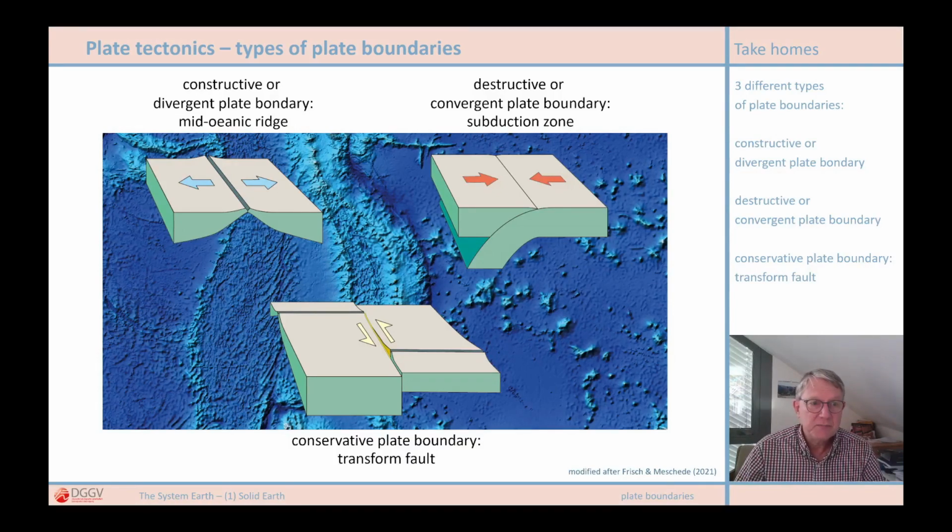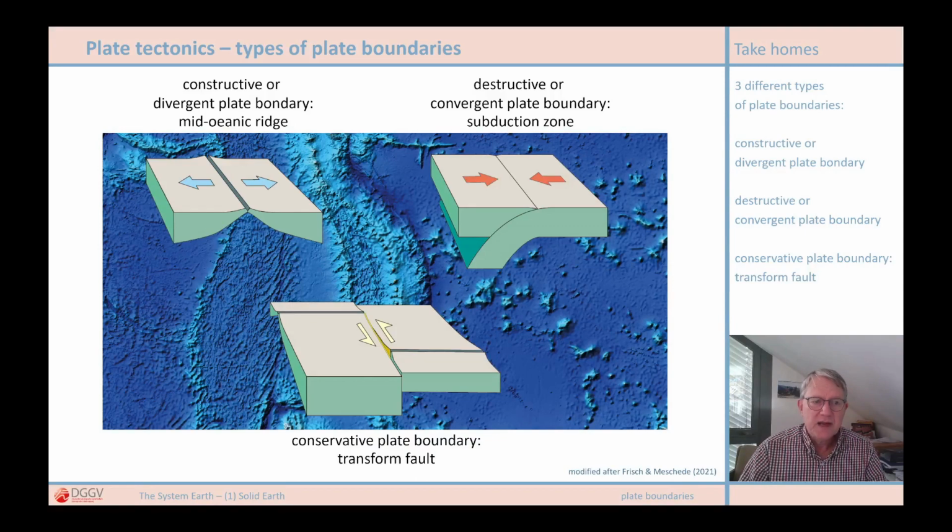And finally, number 3. When two plates slide past each other, a transform fault or conservative plate boundary is created. This is a somewhat special feature which I will explain in every detail in a later video. At such a boundary, we would not expect newly formed oceanic crust nor the subduction of lithosphere. Therefore, we call it conservative. It's a preserving plate boundary.